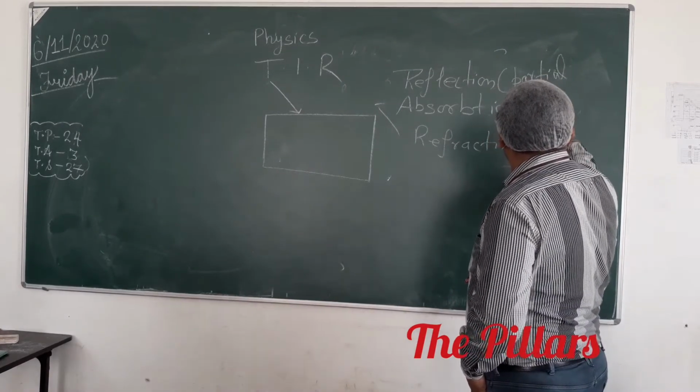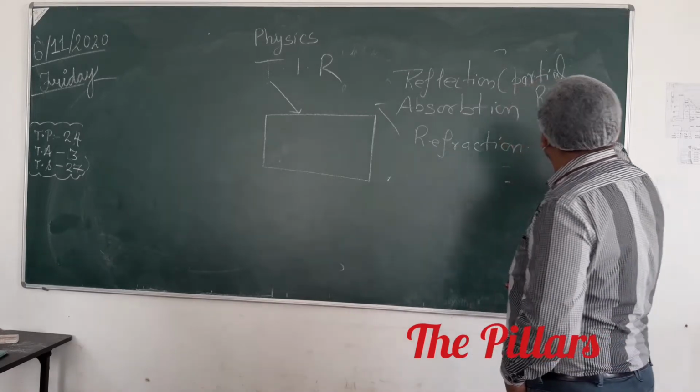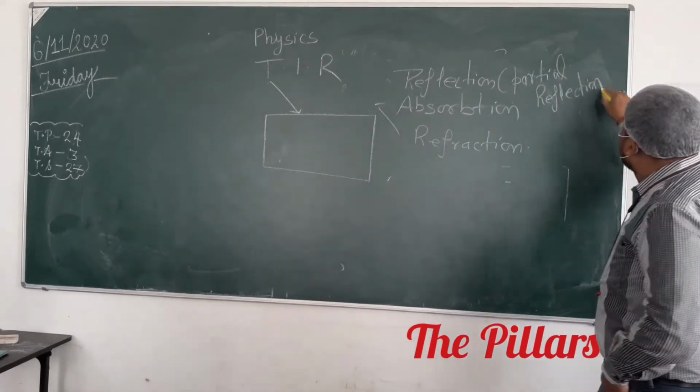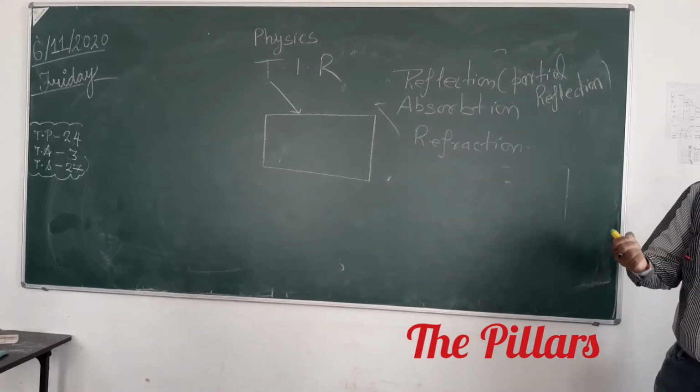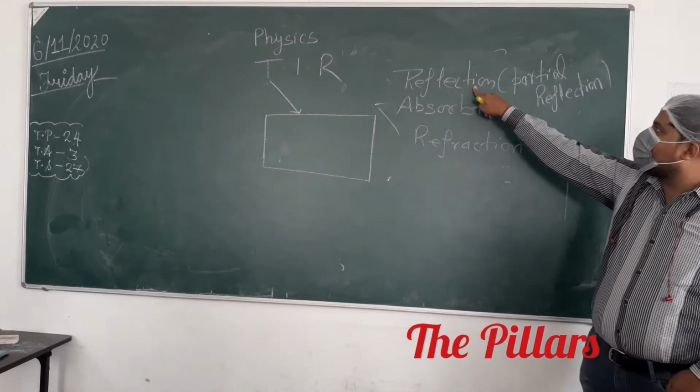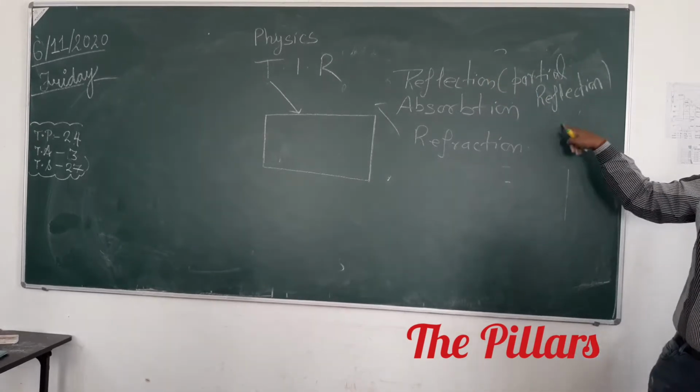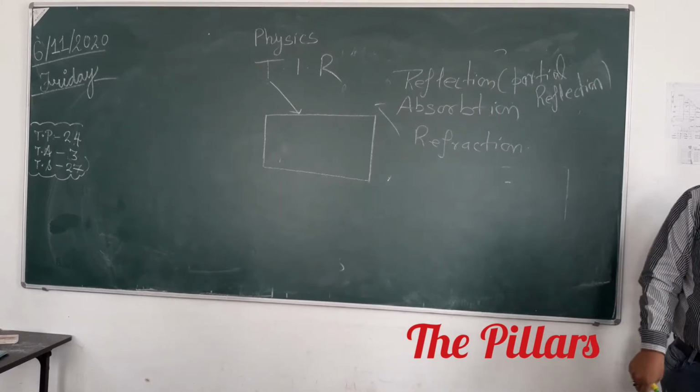Partial reflection. Yes or no? Not all the light which is striking the interface of air and glass, only a small quantity of light is getting reflected. That is why I am mentioning this reflection will be a partial reflection. This point is clear to all of you? Yes, sir. Good.